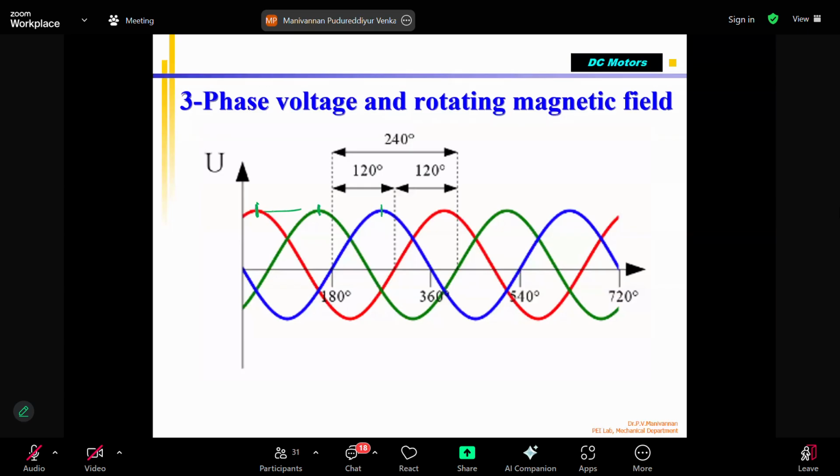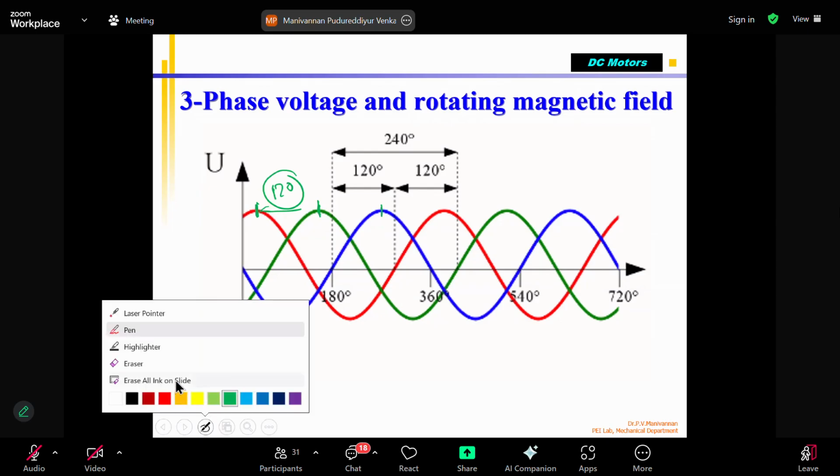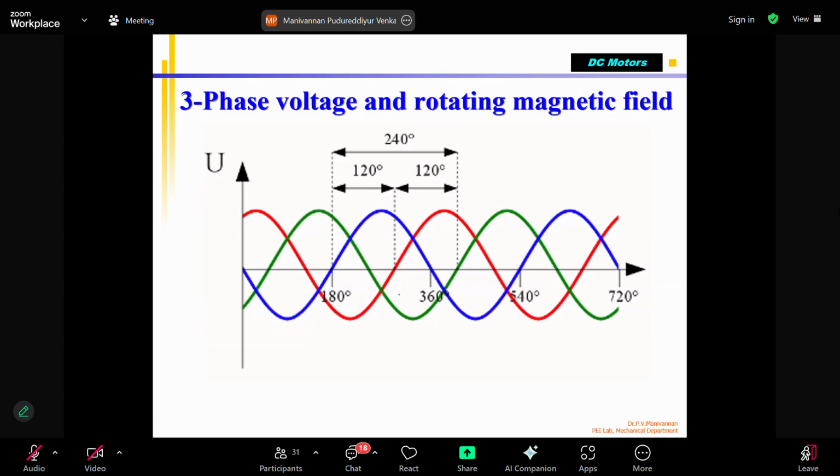If you measure the angle between the peaks, they will be 120 degrees apart. Okay? All three phases will be completed within 360 degrees. So you can see this is called a phase difference. Between any two phases it is 120. Between the first and last phase it is 240. So the AC voltage is changing because the AC voltage is sinusoidal in nature. This is what we are applying from the power supply, the AC supply.